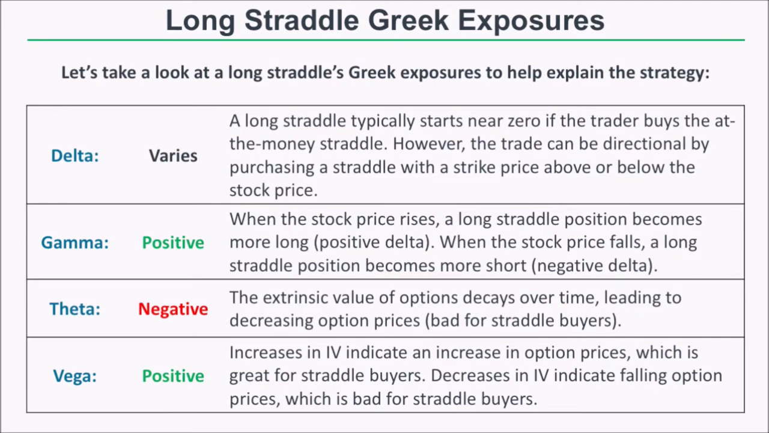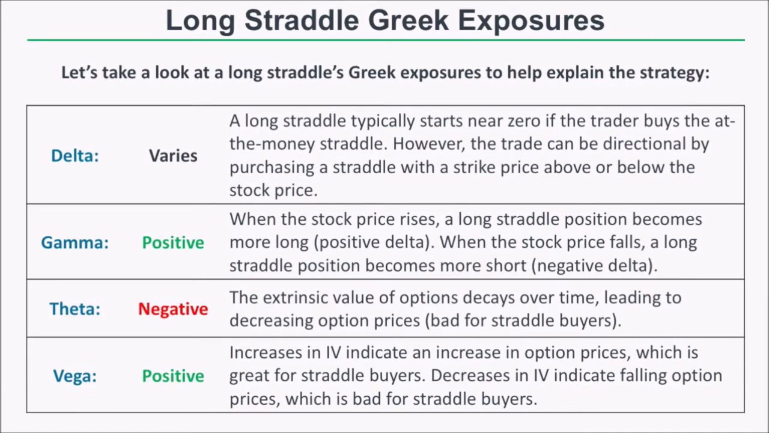Now lastly, Vega is positive for a long straddle position because you'll make money if implied volatility increases. Now that's because an increase in implied volatility indicates that option prices are increasing, which is obviously what you want as an option owner. Now on the other hand, decreases in implied volatility indicate that option prices are falling, which means that you'll be losing money from owning that straddle.